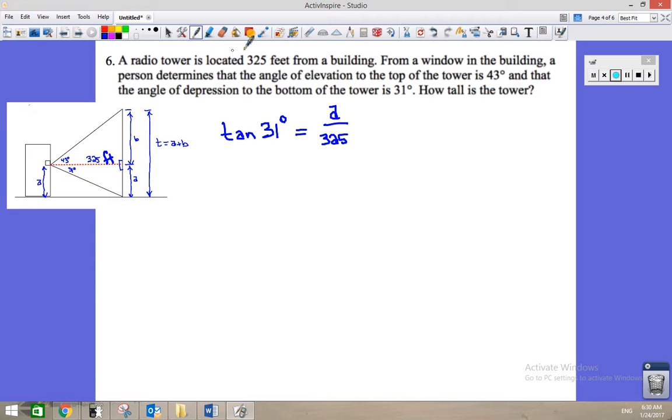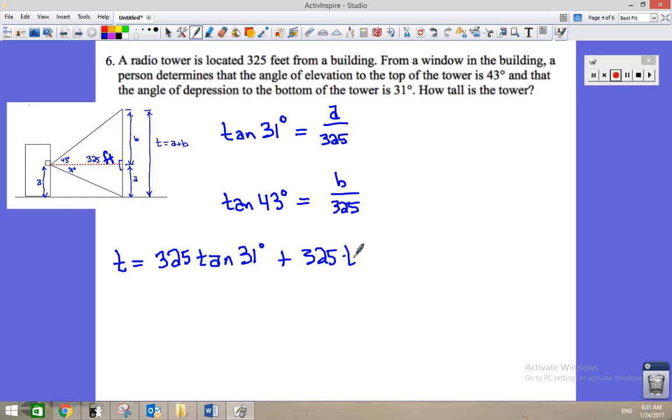So now if we use the upper right triangle here, let's have that be the tangent of 43 degrees is B over 325. So all I have to do to find the height of the tower is add A and B together. To get A, I'll multiply 325 to both sides and get A to be 325 times the tangent of 31. I'll get B to be 325 times the tangent of 43.